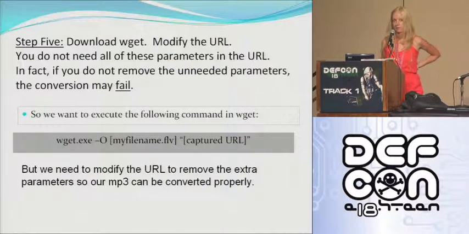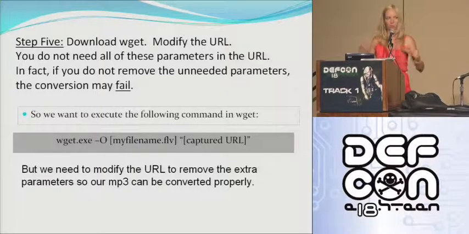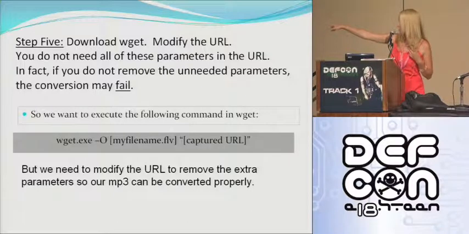The next step is to download wget if you don't have wget for some reason. And we're going to modify the URL. There are extra parameters within the URL that you don't need in order to wget the file. If you don't modify the URL and remove some of the parameters that you've captured, it won't convert properly. So there I have the syntax of what you need to put into wget: wget minus O, your file name .flv, and then the captured URL.